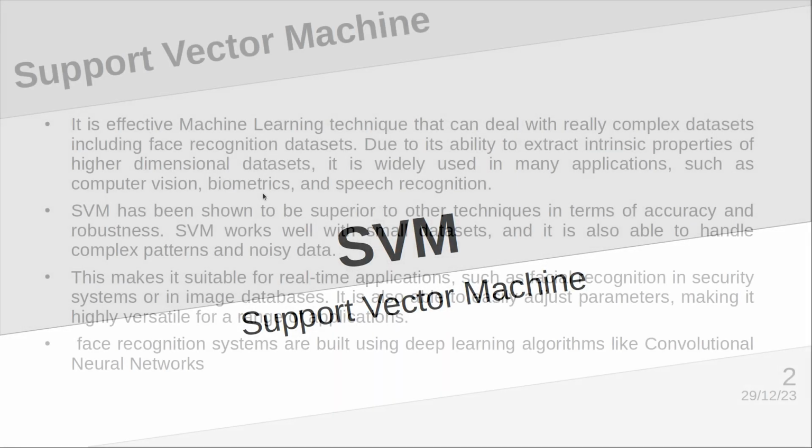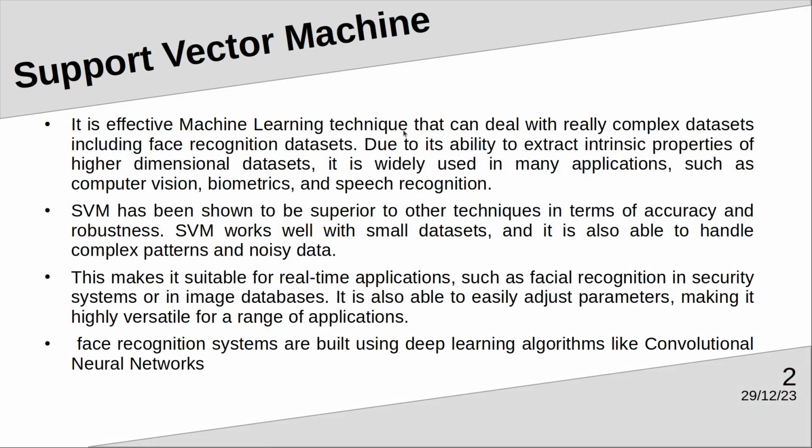Support vector machine is an effective machine learning technique that can deal with really complex data sets, including face recognition data sets, which is very important in today's era. Due to its ability to extract intrinsic properties, it requires a large number of variables of higher dimension data sets. It is widely used in many applications such as computer vision, all of you know the CV library, biometrics and speech recognition. SVM has been shown to be superior to other techniques in terms of accuracy and robustness.